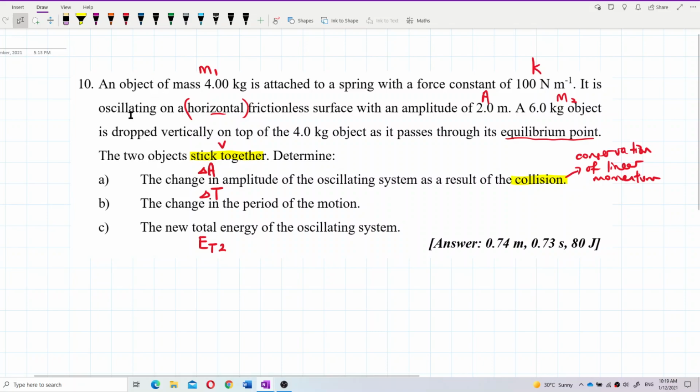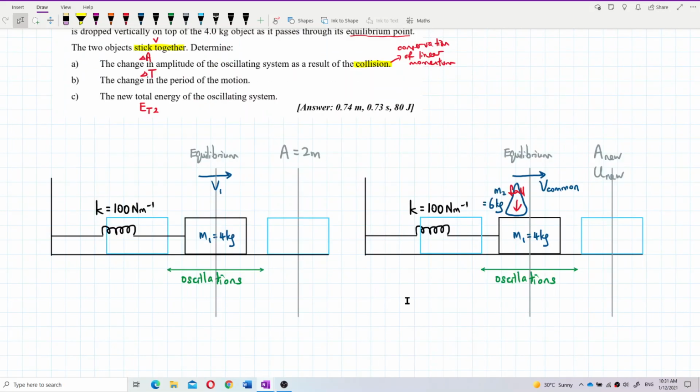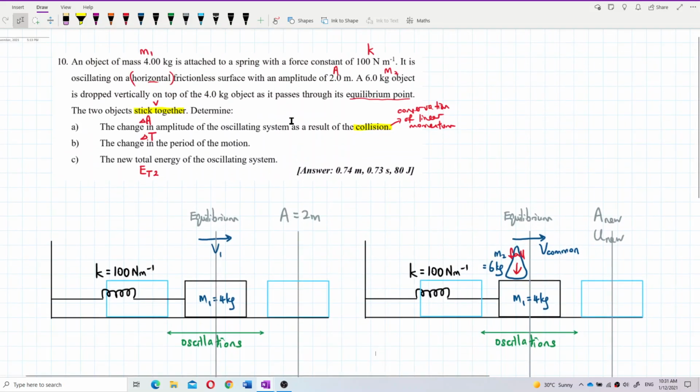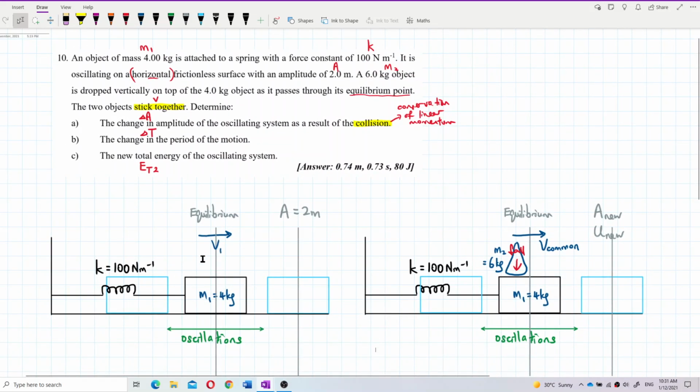Before we even try this question, we should actually draw what's happening in the system. Then we are more clear about the situation. So let me draw it out. Okay, now I've drawn already. This one is the initial condition, before the second object, 6 kg, falls onto mass 1, 4 kg.